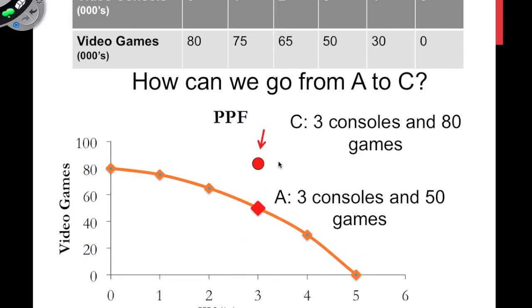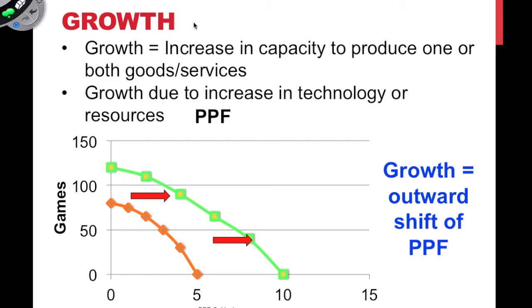How can we go from A to C? What would be some ways to increase our production of games without reducing our production of consoles? That's how you get your economy to grow. To be able to do that is growing your economy. And so it's an increase in the capacity to produce one or more or both goods and services. So more games and more consoles, or more games or more consoles.